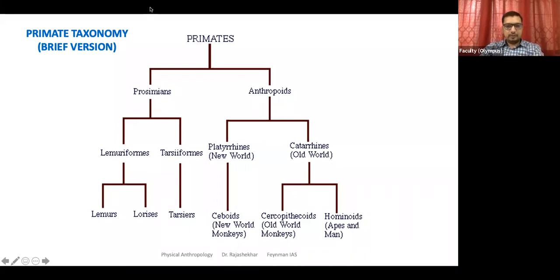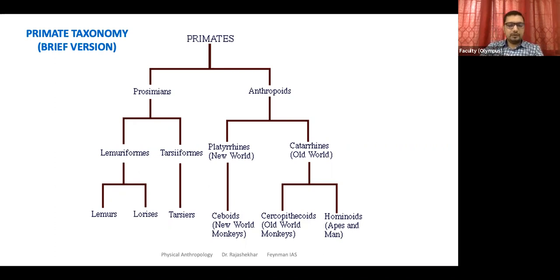Lemuriformes, Tarsiformes. Remember, these are very primitive. They have primate features, but are very primitive in nature. I'm going to show you a few examples for you to understand. Under Lemuriformes, we have what are called lemurs and lorises.